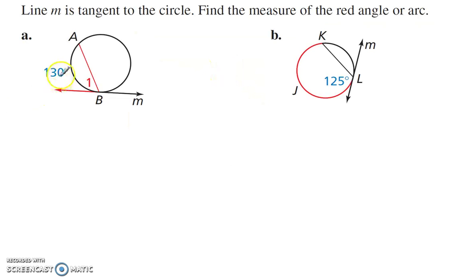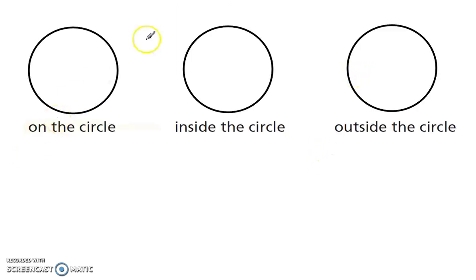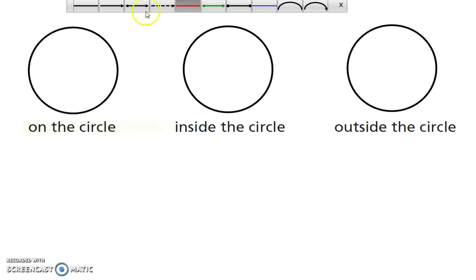Alright, so if I want to find this angle measure right here, this arc is 130, so half of that gives us 65 degrees. And here I want 2 times this, because I know the angle, so 2 times that is 250. So, easy peasy. Moving on.